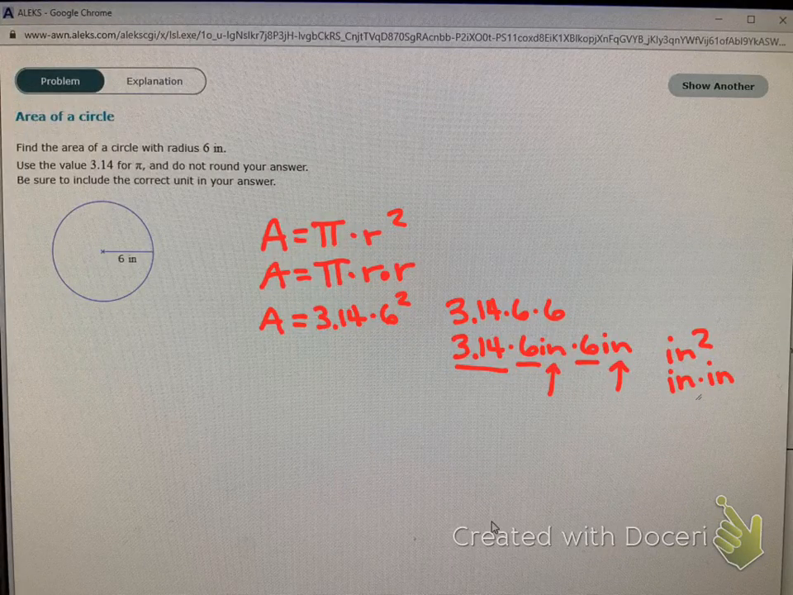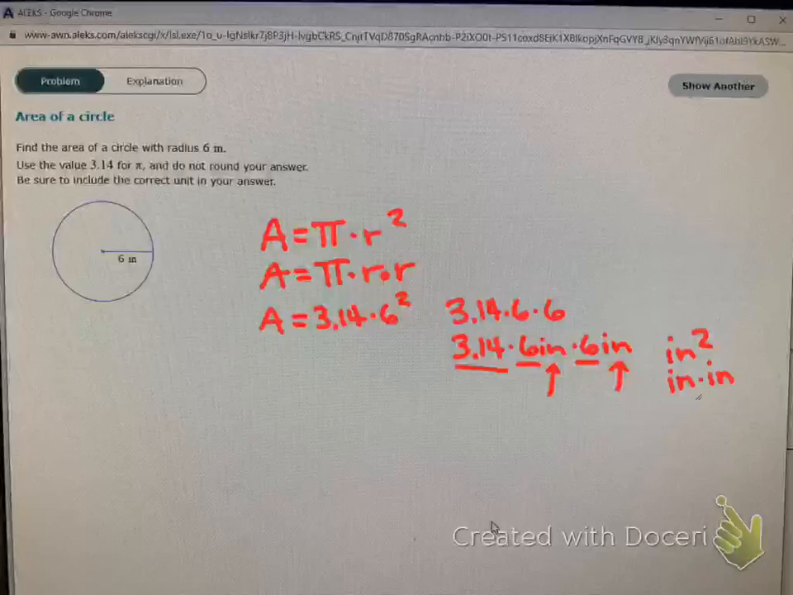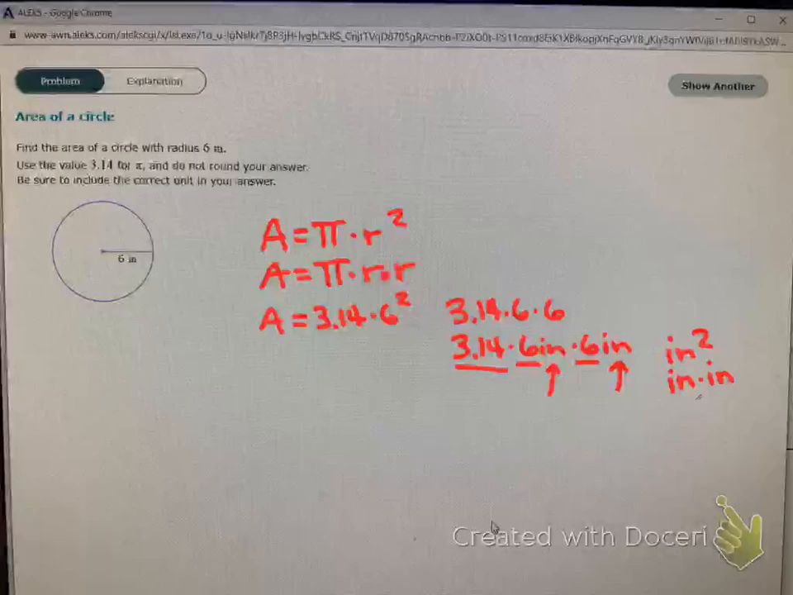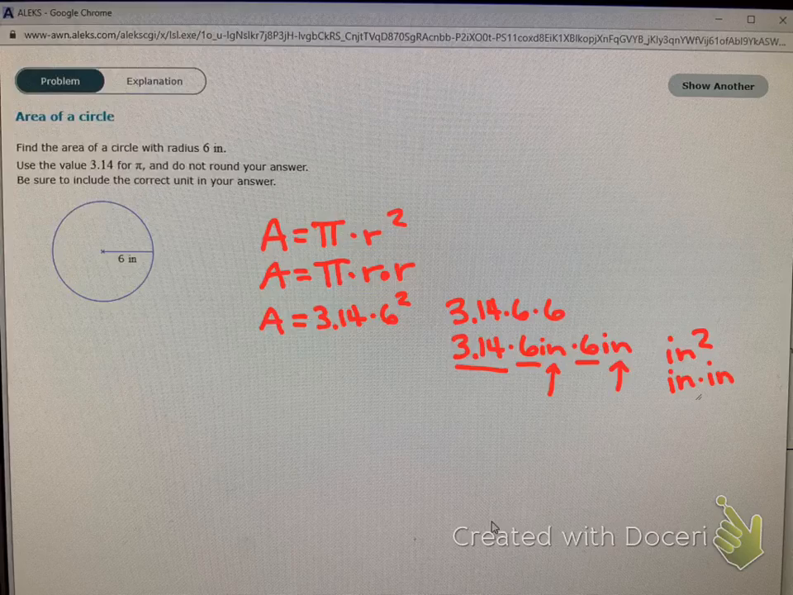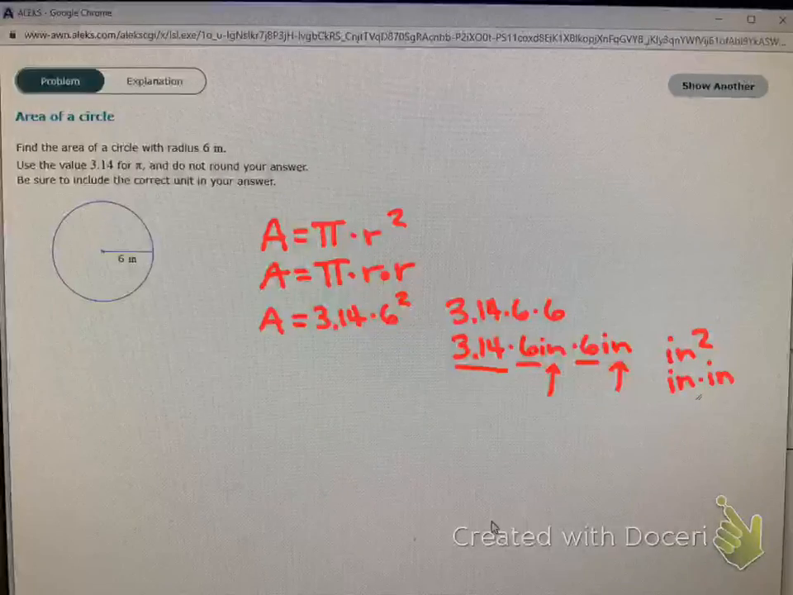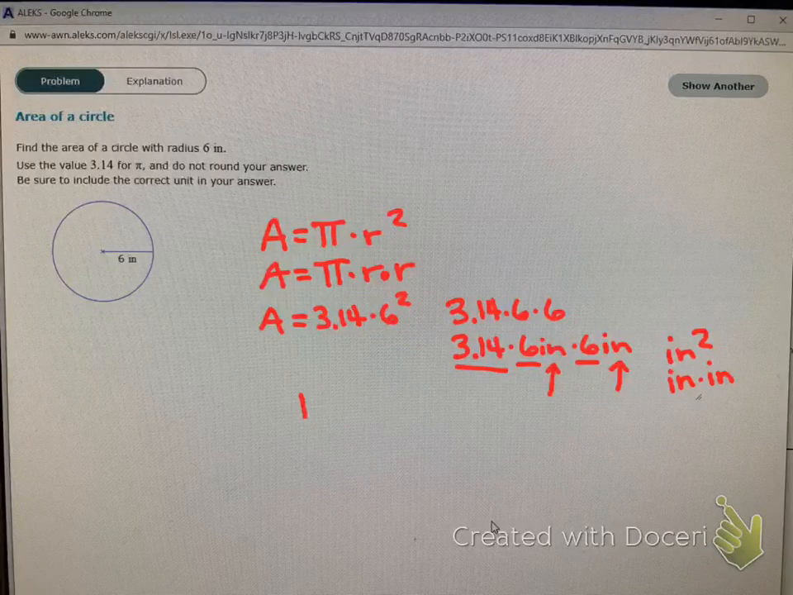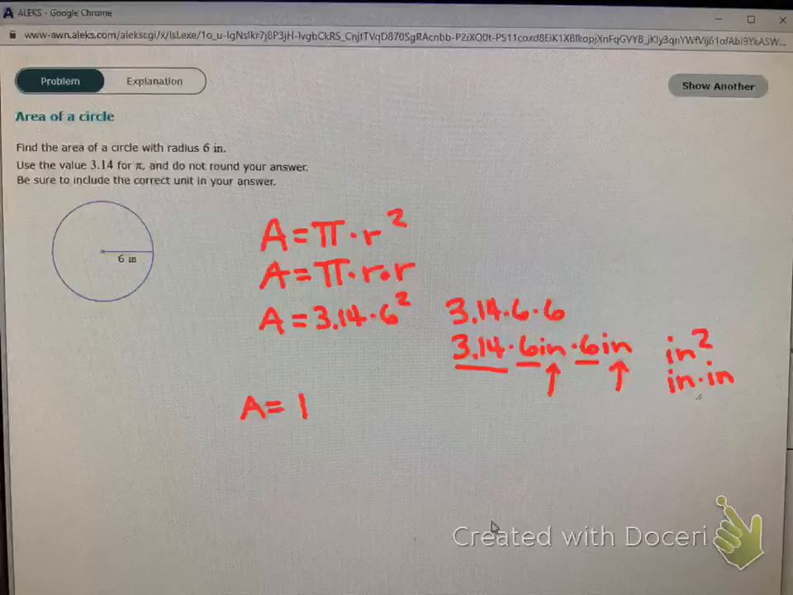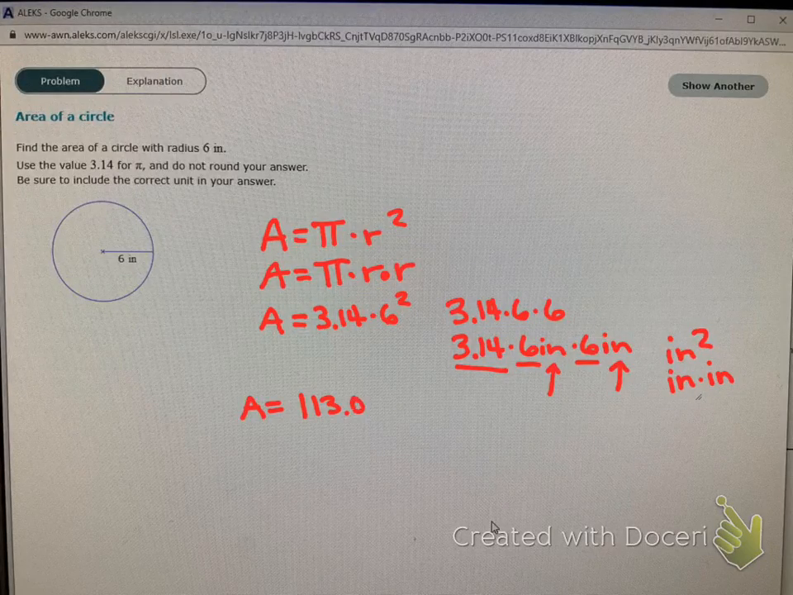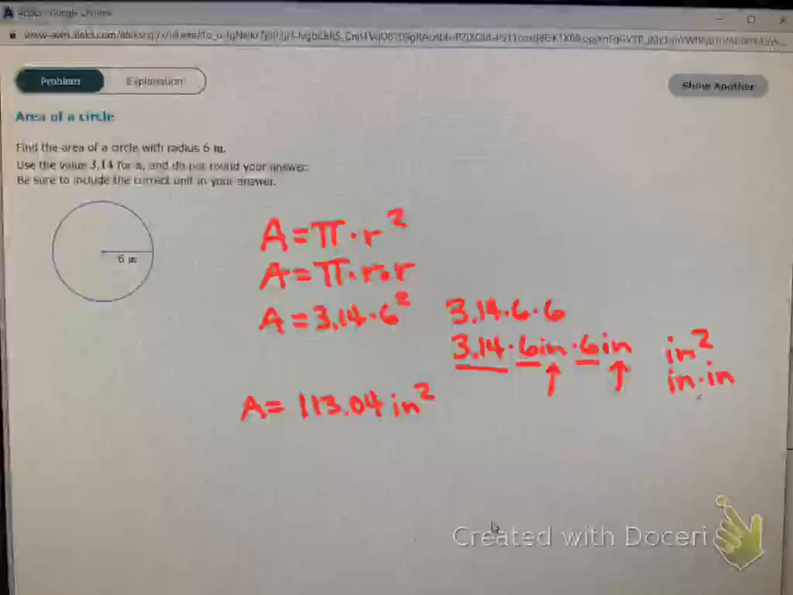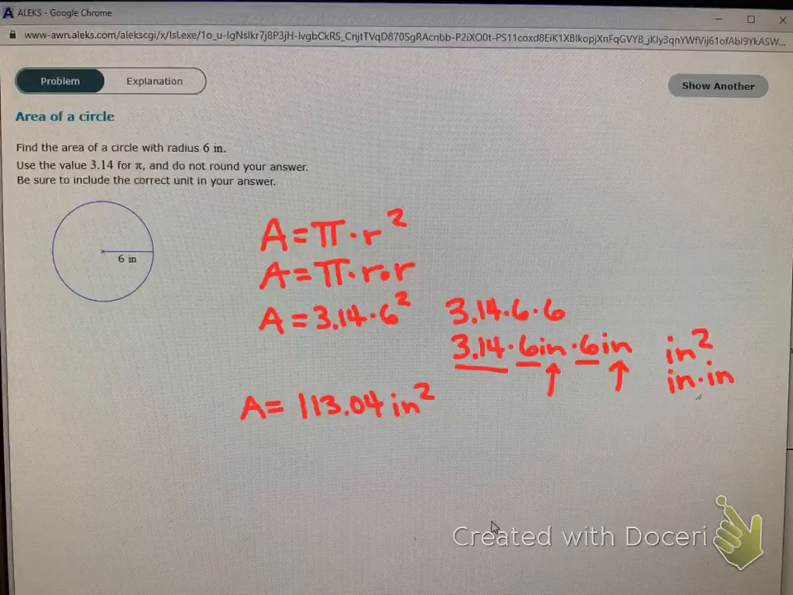We're going to put in 3.14. We're going to times it by 6 squared, or by 6, and then by 6 again. And it comes out to be 113.04. So my area equals 113.04 inches squared. And that will be my final answer.